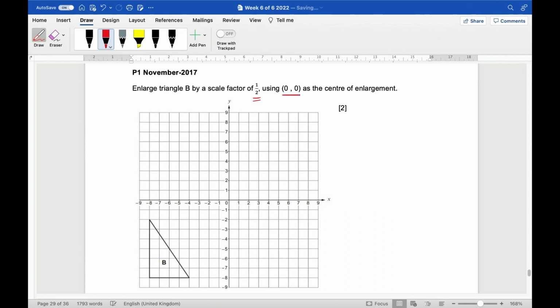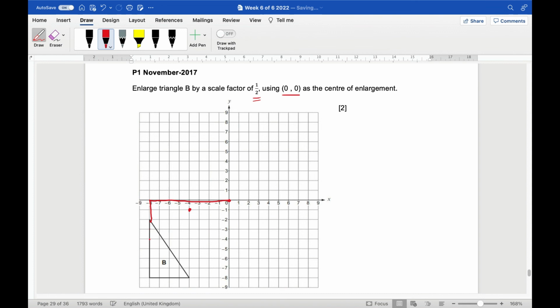Half as big, half as far away. And this time the centre of enlargement is 0, 0, or what we sometimes call the origin. How do I get from there to there? 8 to the left and 2 down. Half as far away would be 4 to the left and 1 down, which is there. But then half as big.